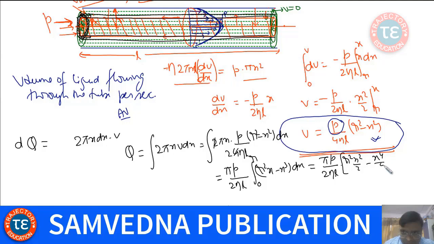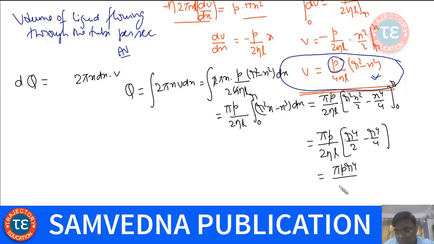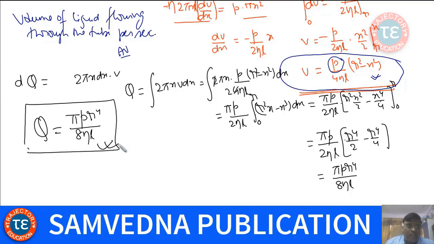x square by 2, 0 to r, and this is pi P by 2 eta L, r4 by 2 minus, so that is r4 by 4, 8 eta L. So the volume of the liquid flowing per second through the tube is pi P r4 by 8 eta L, this, right? And this is the Poiseuille formula.